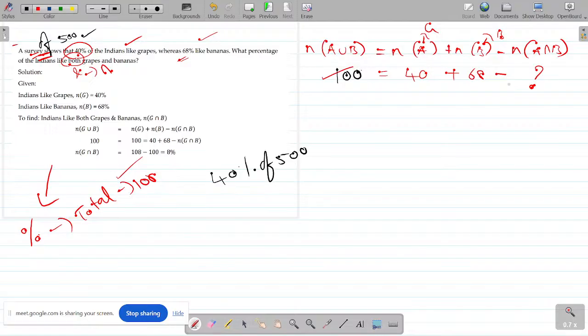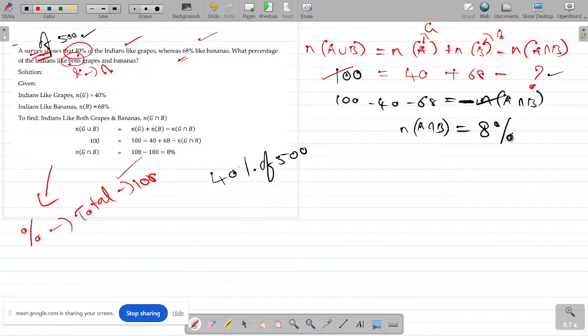This is quite important. Obviously, I have to get this value. So 100 minus 40 minus 68 will give you the value. Can I get the value? Actually, this will be minus n of A intersection B. What's the value? Please publish 8. Please give your answer as percentage because we don't know the total value. So this is the first question. First one is over. Shall I go for the next one?